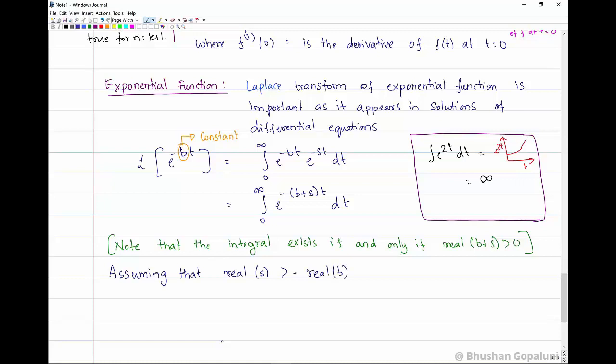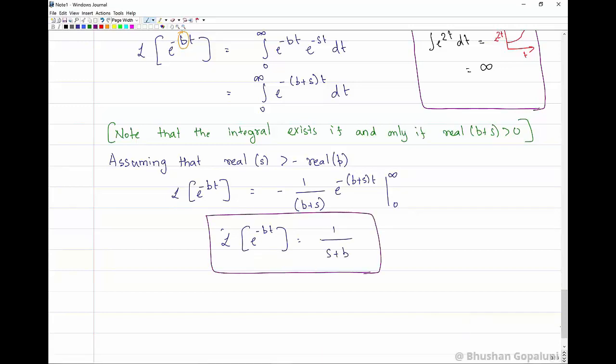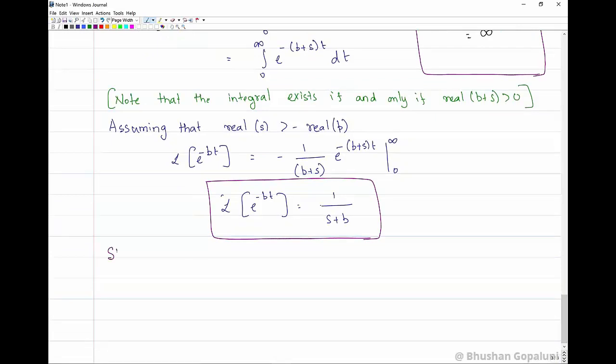because the integral limits go from 0 to infinity, and as t goes to infinity, e to the power of 2t goes to infinity. Therefore, this integral is only defined as long as the real part of b plus s is greater than 0. And if you assume that that is true, the real part of s is greater than negative of the real part of b, then the Laplace transform of an exponential function can be shown to be equal to 1 over s plus b.